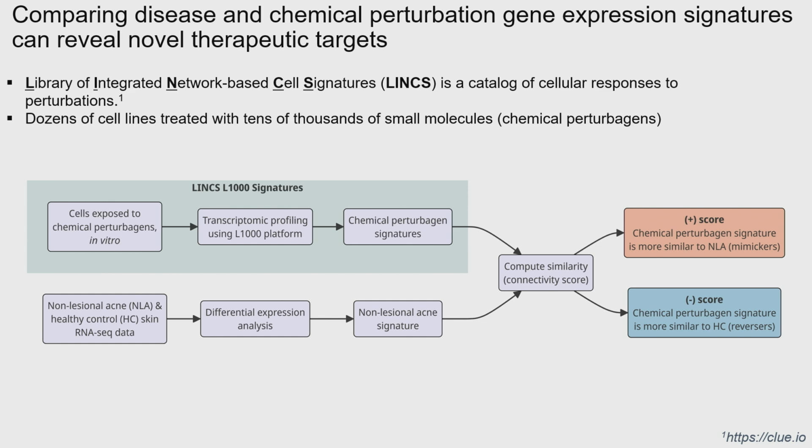And then separately, we can create a disease signature that's made up of all of the differentially expressed genes in the non-lesional skin relative to the healthy controls. You can then compute the similarity between the disease signatures and the chemical perturbagen signatures, and then a positive score represents signatures that are more similar to the non-lesional skin, whereas a negative score represents signatures that are more similar to the healthy control.